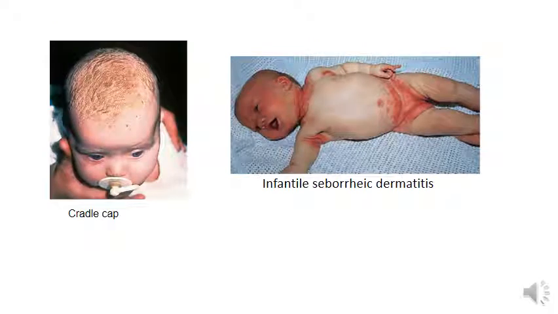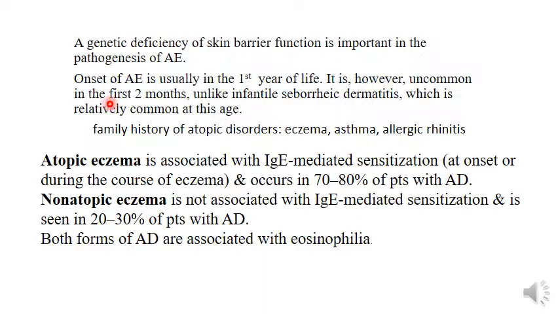So you see here a child on the left side with the cradle cap, seborrheic dermatitis, and this one also with infantile seborrheic dermatitis involving the face. Next slide.